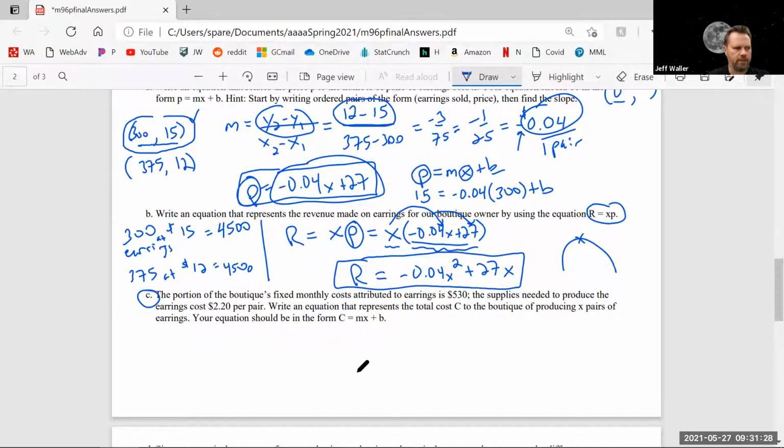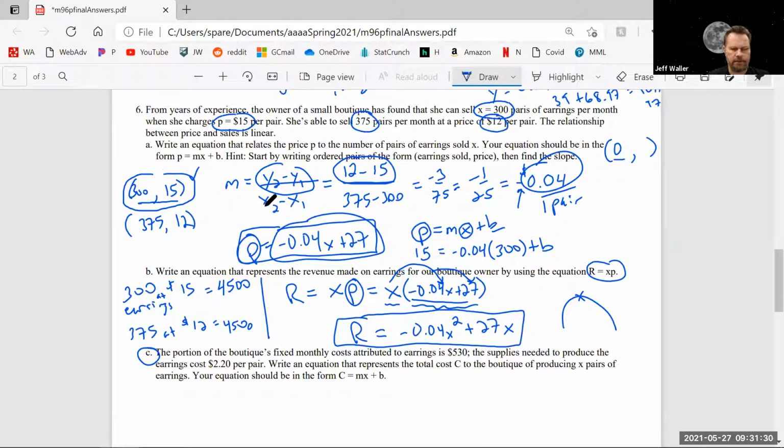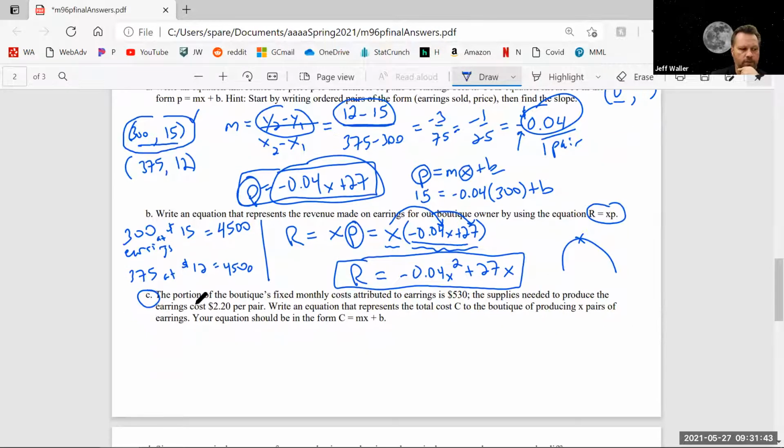Can anyone see why this is easier than part A was? Because you don't have to figure out the price per pair, right? Okay, cool. So where does that go in this equation? The price per pair.